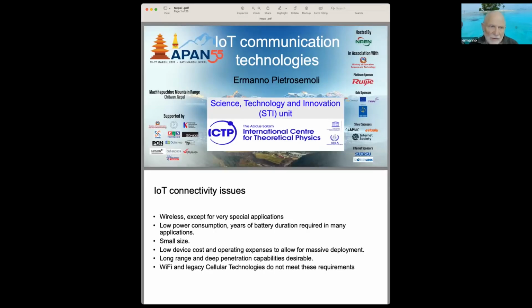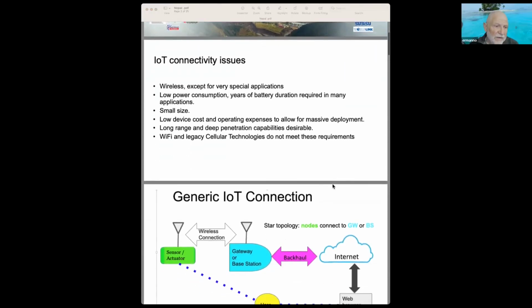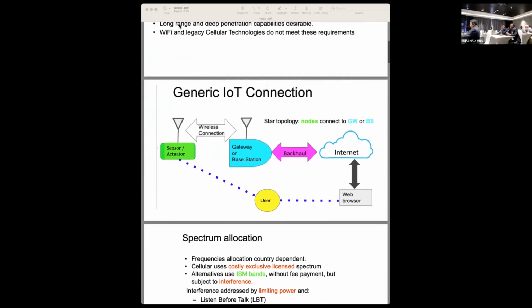I'm sorry for the inconvenience. Okay, there you go. I switched to the PDF version because I was using PowerPoint, but apparently PowerPoint did not work well. Okay, all right, yeah, we see now.